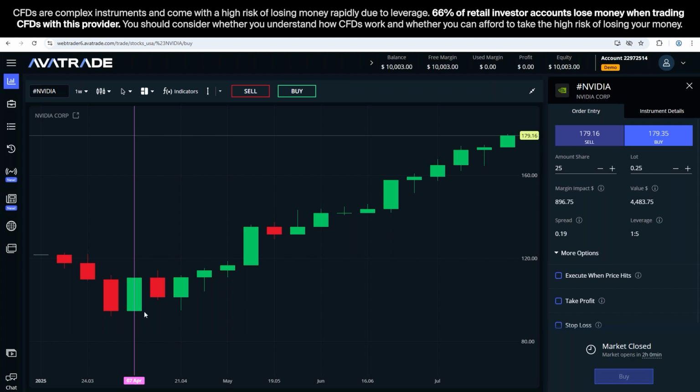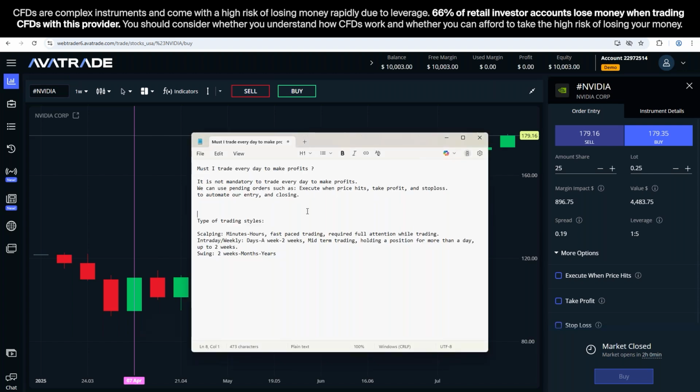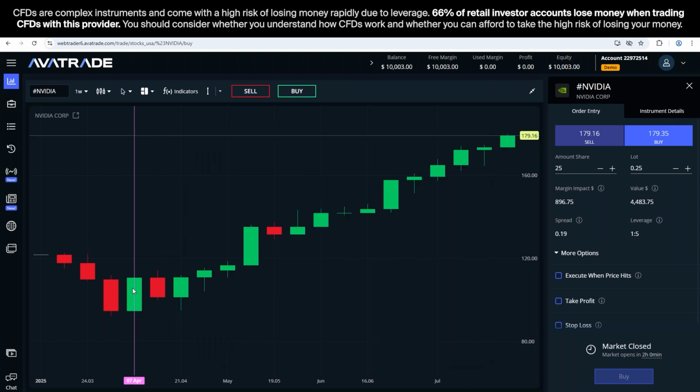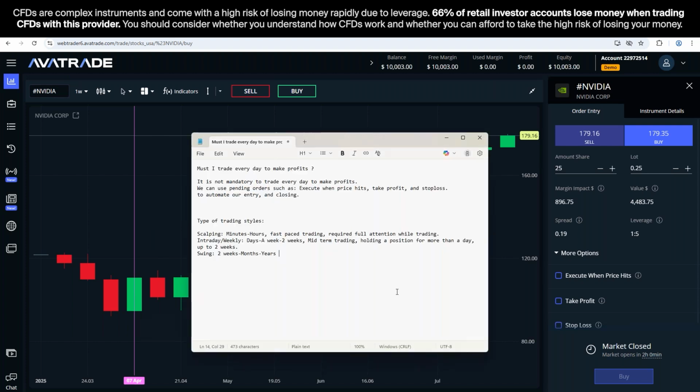So if we see that this is since April, this is 4 months ago, we can hold it for so long, and we don't have to trade every day like the question here is asking. We can hold it for as long as we want, and we can design the position this way so that we don't have to trade every day and still make progress.